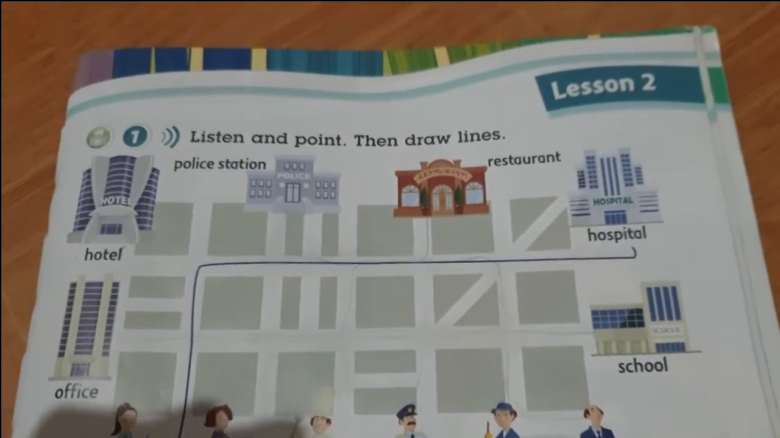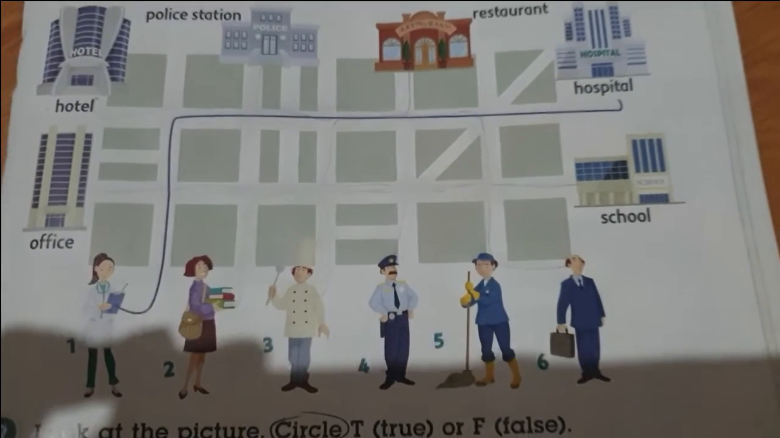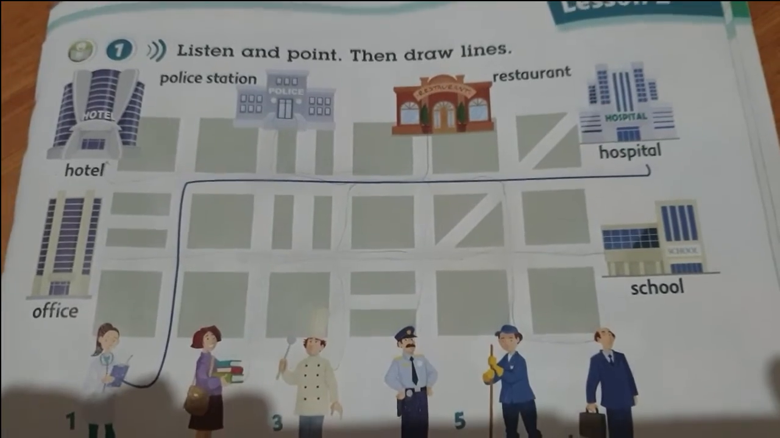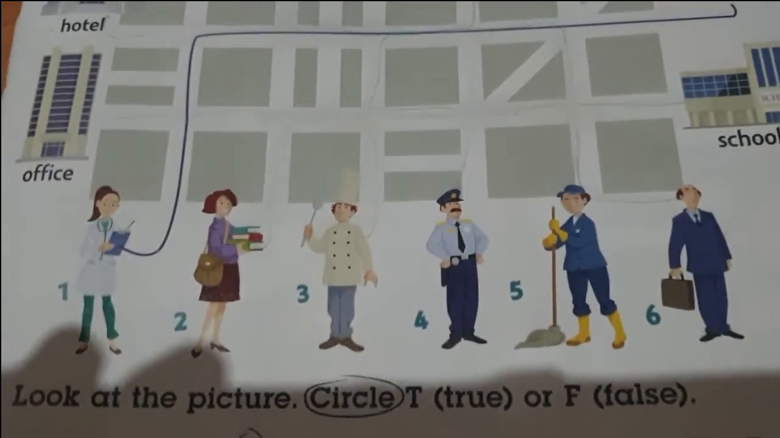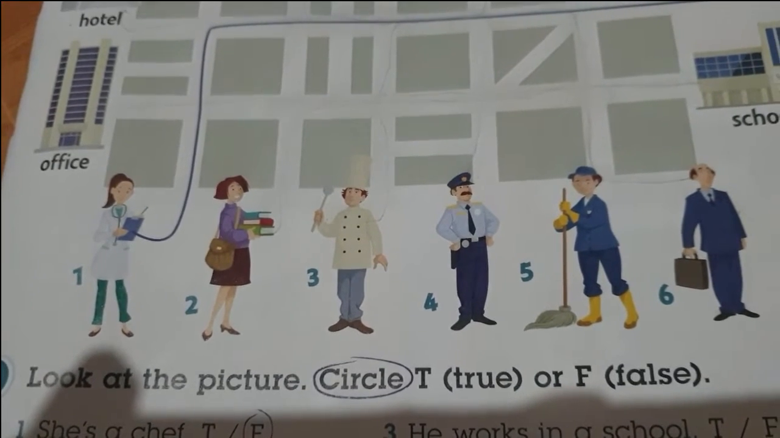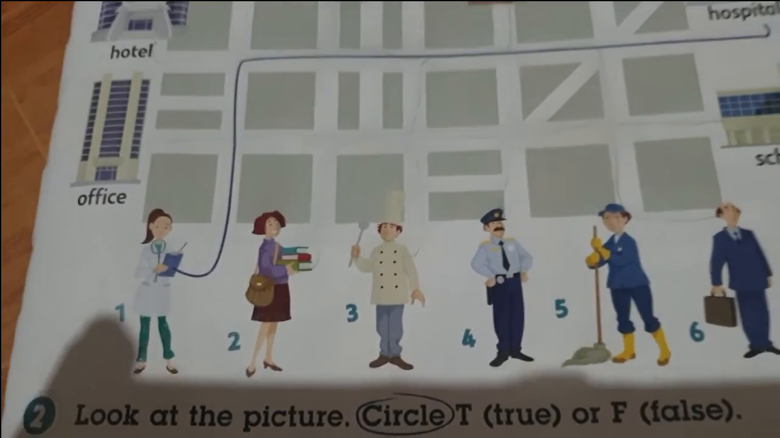So today we're going to start lesson A Job again. Teacher would like to show you what a job is: a person that works in a place. So actually, where do they work? For example, you look at number one.